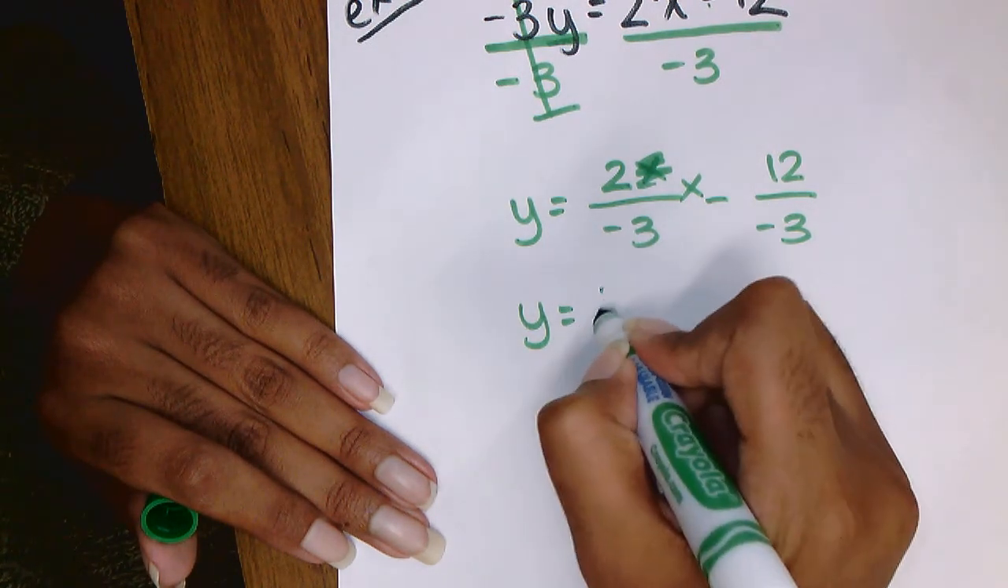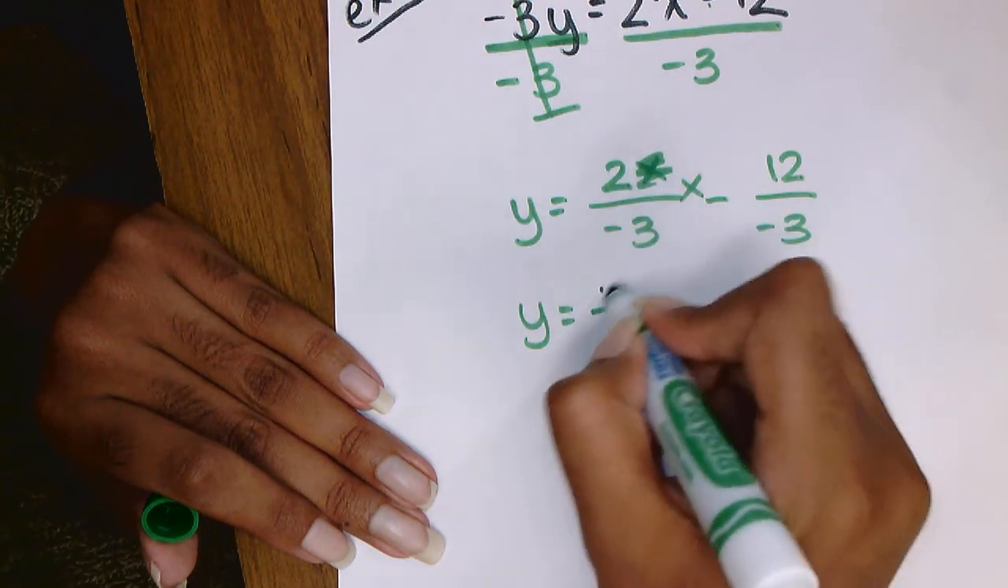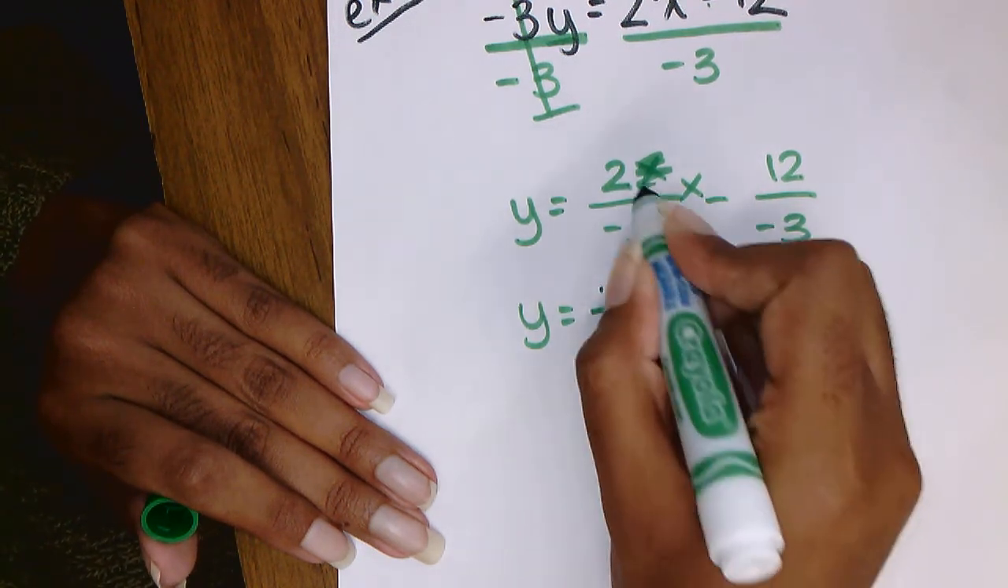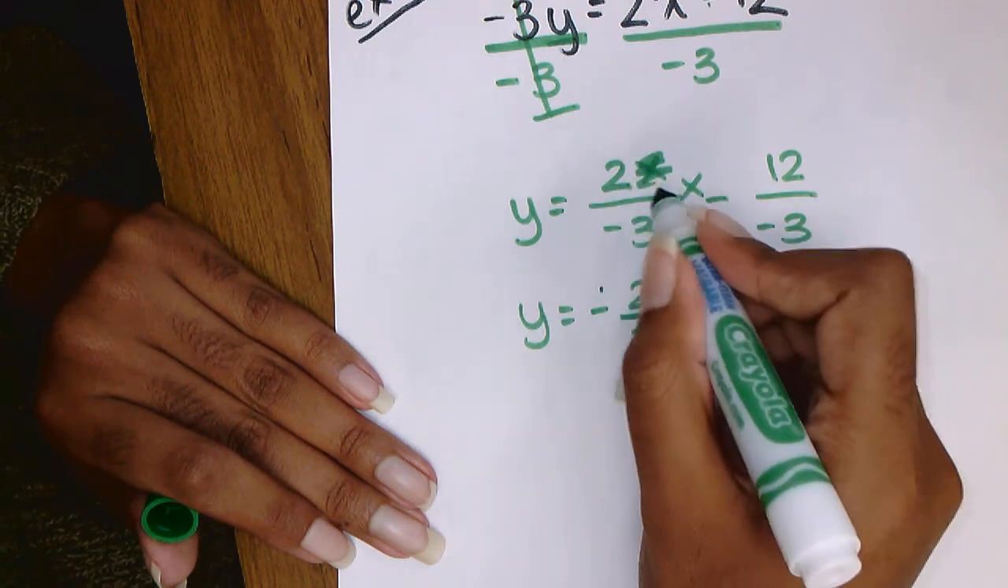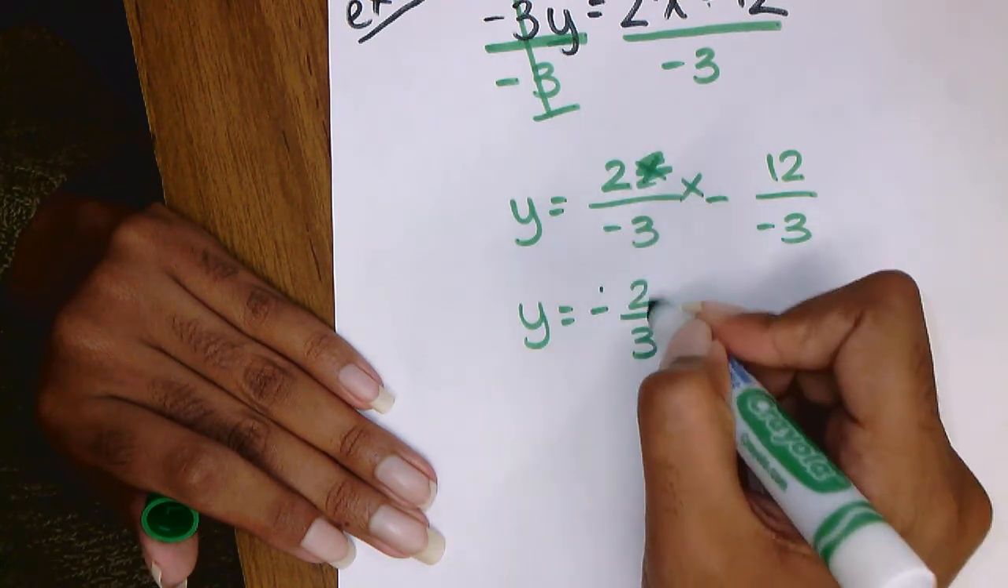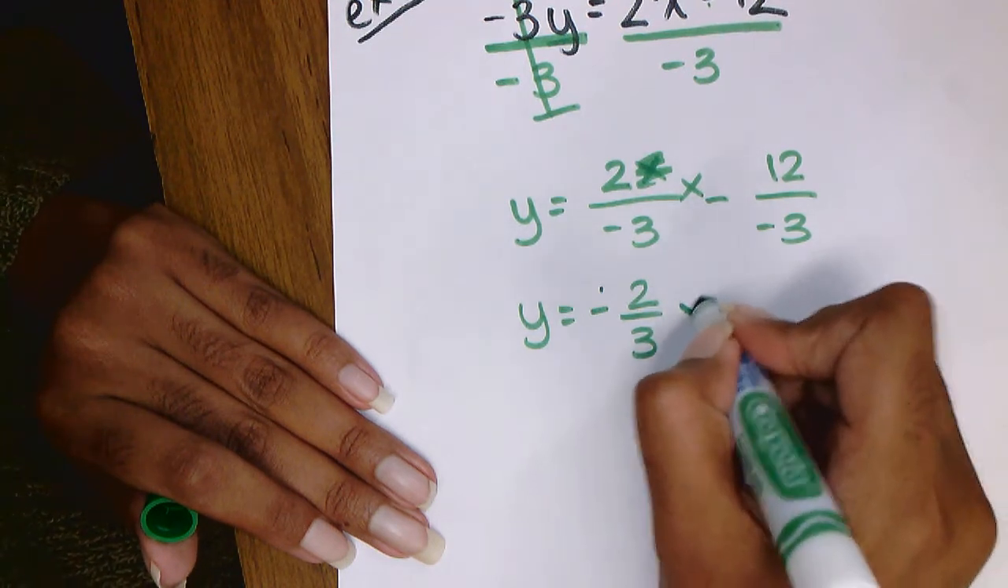I'm sorry, now I lost my place. So positive 2 over negative 3 is negative 2/3. As long as one of the numbers is negative, then the whole fraction is negative. If both numbers are positive or both numbers are negative, then the whole fraction is positive.